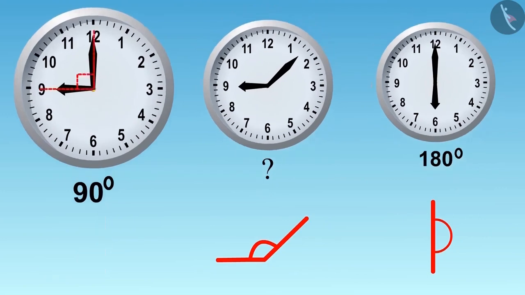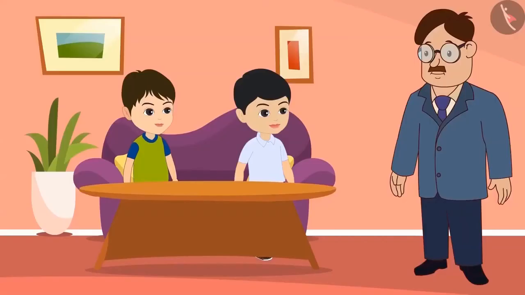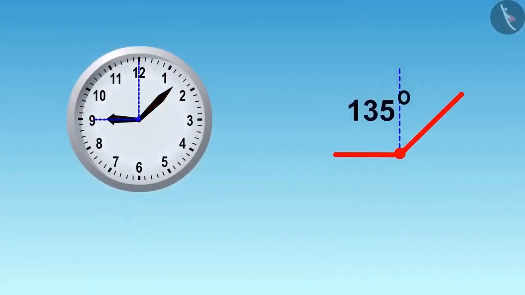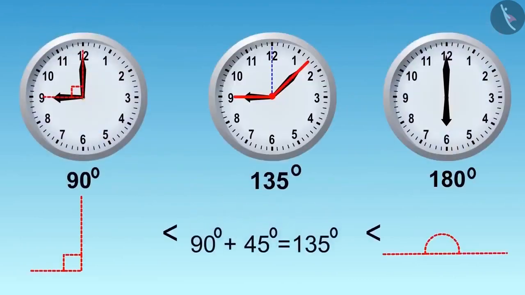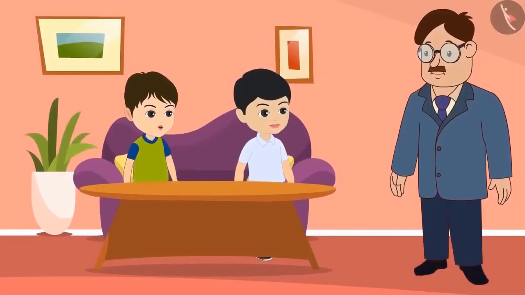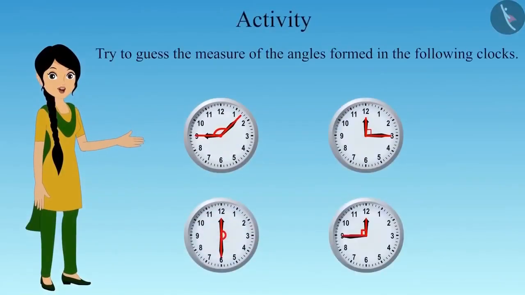It looks like greater than 90 degrees and less than 180 degrees. You identified it correctly, Golu. This is an angle of 135 degrees. This is greater than 90 degrees but less than 180 degrees. Oh wow! How easy is it to identify angles in the clock? Try to guess the measures of the angles formed in the following clocks.